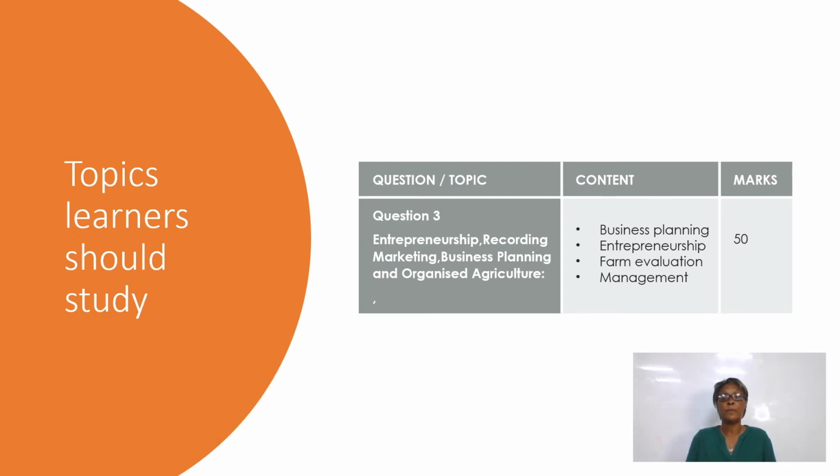Question 3. Here we take a look at entrepreneurship, recording, marketing, business planning, and organized agriculture. Now, the content of these are business planning, entrepreneurship, farm evaluation, and management. You can also link this with question 1, where we talk about recording and all that financial planning stuff. This question is also 50 marks.